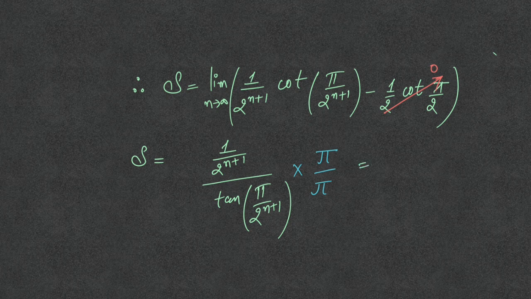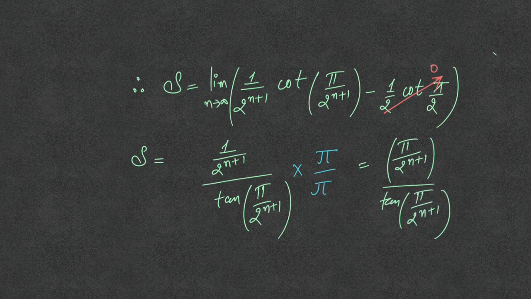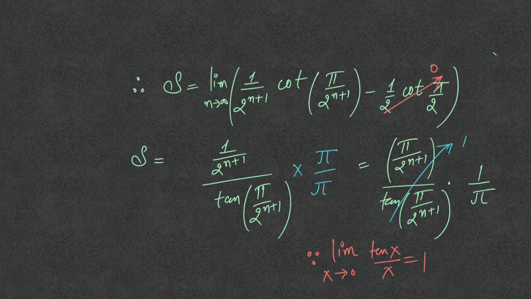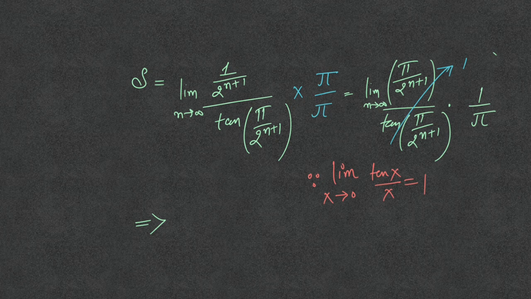we get pi upon 2 raised to power n plus 1 whole divided by tangent of pi upon 2 raised to power n plus 1 into 1 upon pi. Now this limit will tend towards 1 because limit when x tends to 0, tan x upon x is equal to 1. So the reciprocal of this limit is also 1, so that's why, because limit n tends to infinity here, s becomes 1 upon pi.